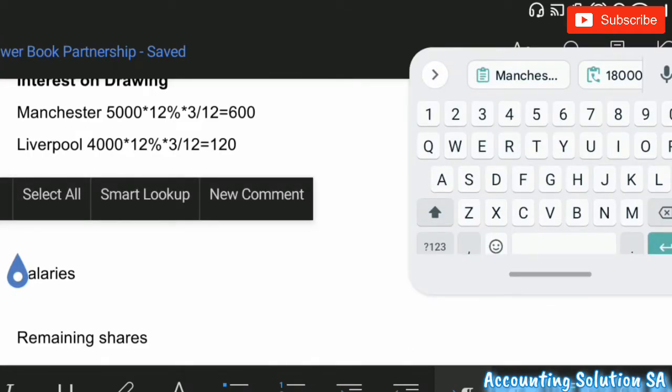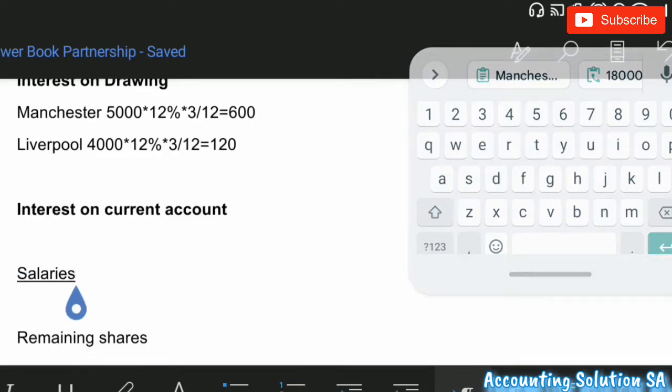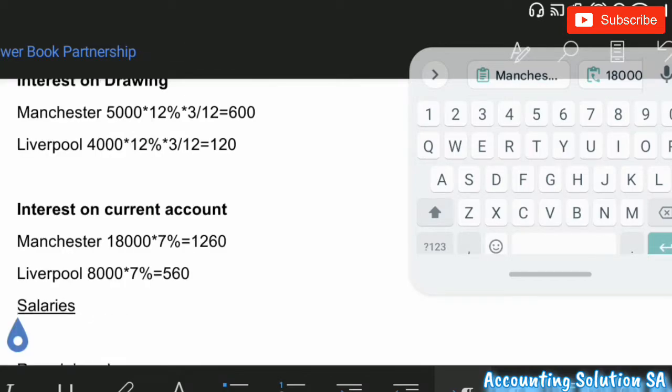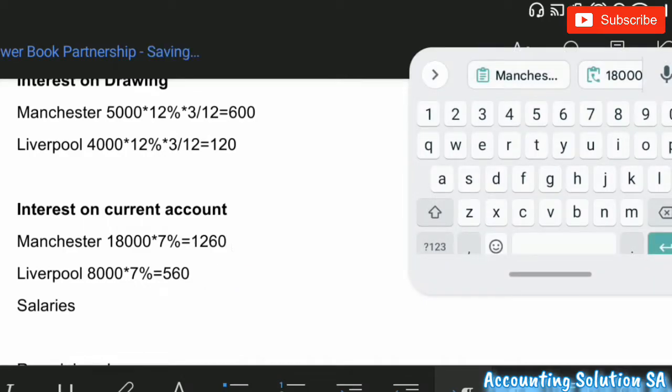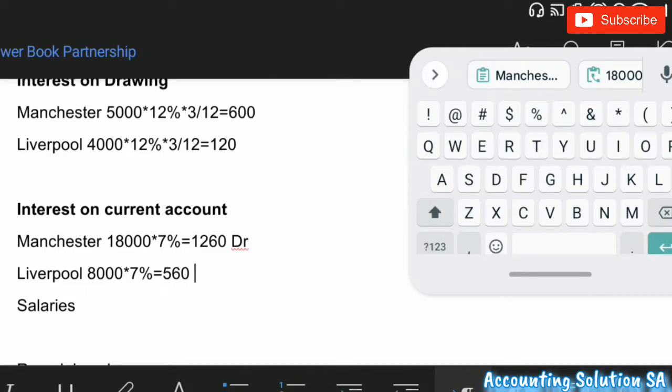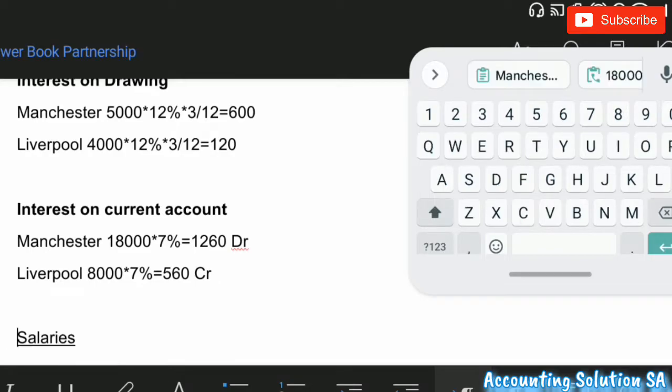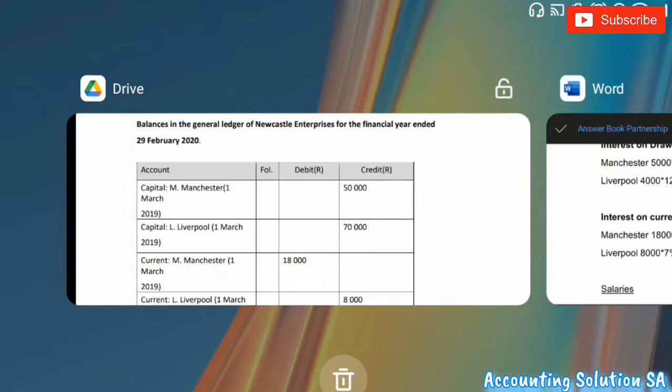So our calculation, we're going to show it in this way. Manchester United has a debit balance of 18,000 multiplied by 7%, then it gives us 1,260. Then we have to indicate, guys, that it is on the debit side. Remember, we take it on the debit side. Liverpool is 8,000 multiplied by 7% equals 560, and we take it on the credit side. Simple as that. Okay, then now let's proceed to the next one.